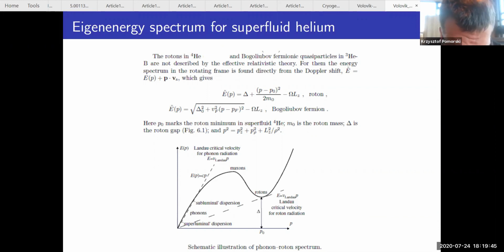So the dispersion curve is much richer in the case of superfluid systems. So we have the Fermi quasi-particles and protons. So that's the various contributions of various physical effects, described on the given picture in a more detailed way.